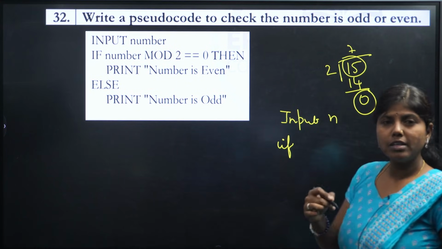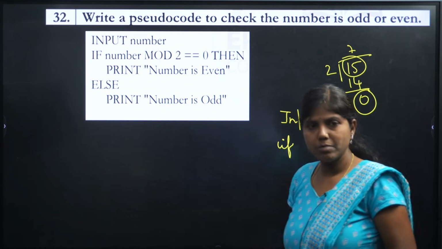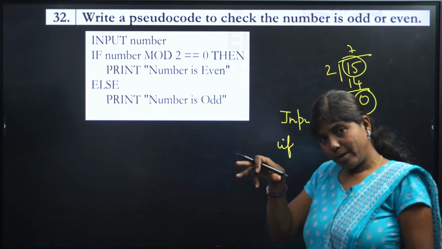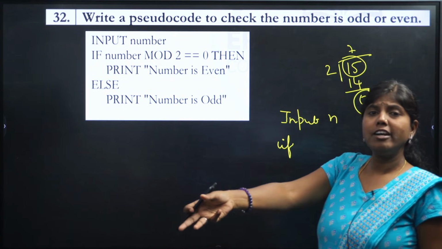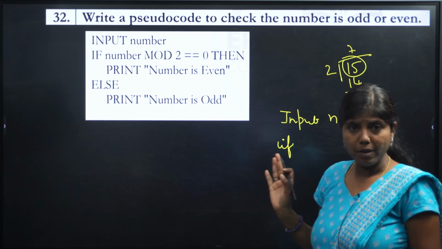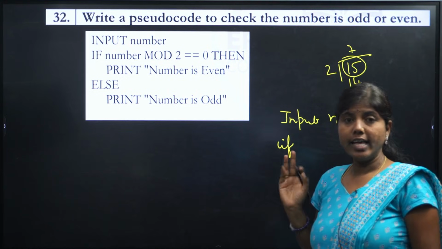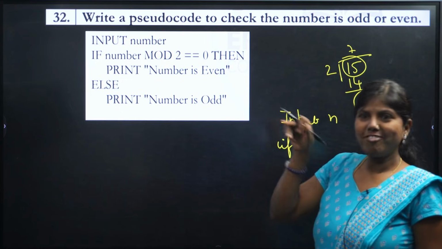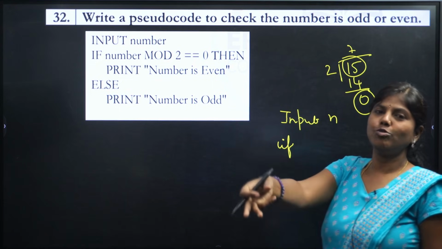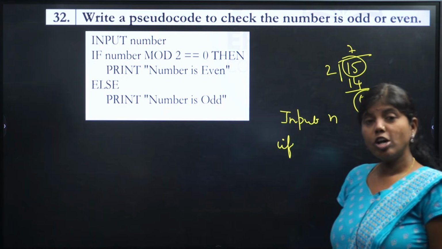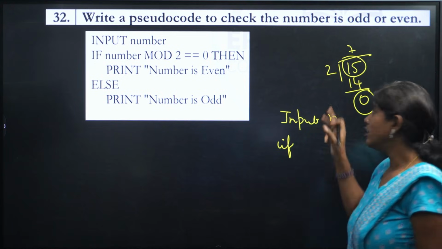Yes, of course, I'm going a bit slow so that the concept becomes clear to you. So what is it? Take a number, divide by 2. If you're getting a remainder of 0, then we say it is divisible. Else it is not divisible. If the remainder is 0, then we say it's an even number. If the remainder is not 0, then it's always going to be an odd number.